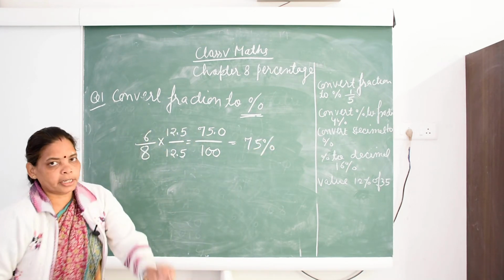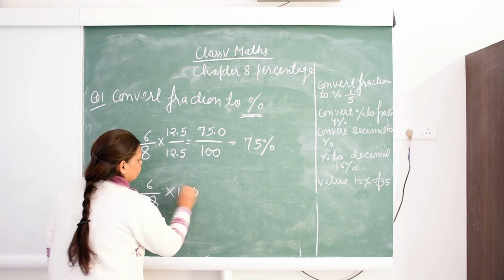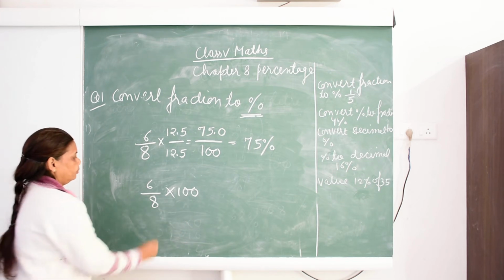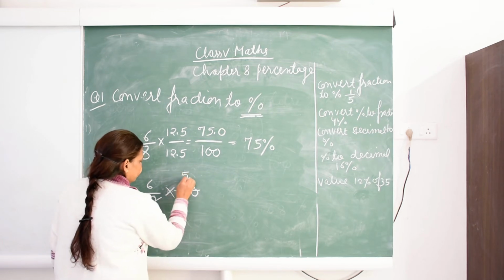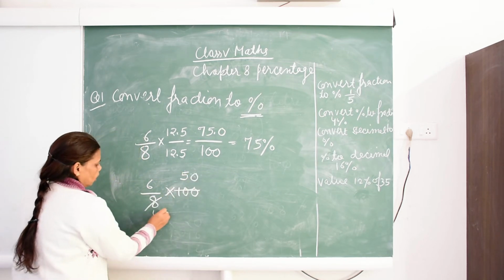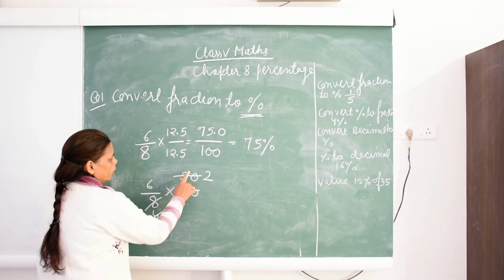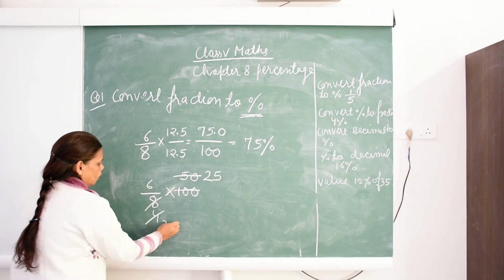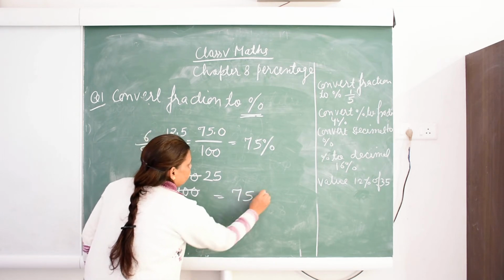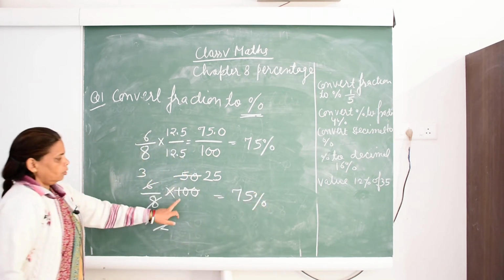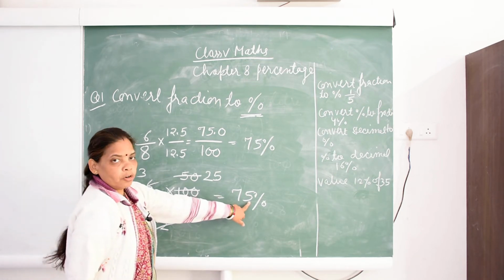Now you apply the second method, 6 upon 8 multiplied by 100. So divide it by 2, and again by 2, and 25 threes are equal to 75%. You will apply this method, multiply with 100%. Put the symbol of percent.